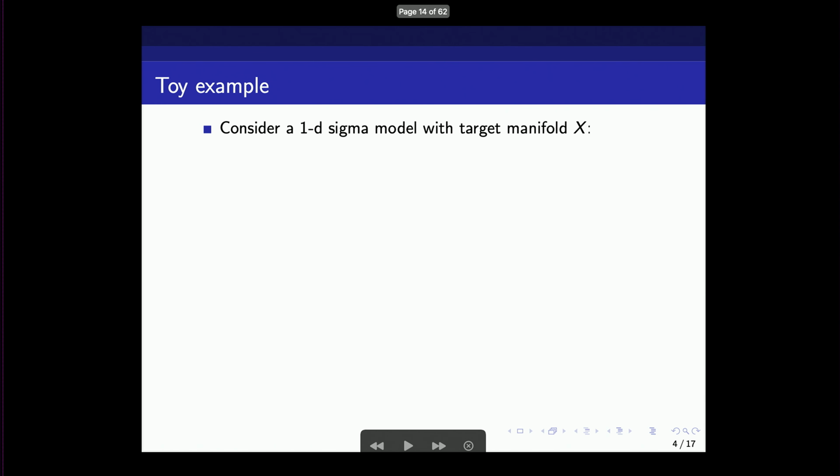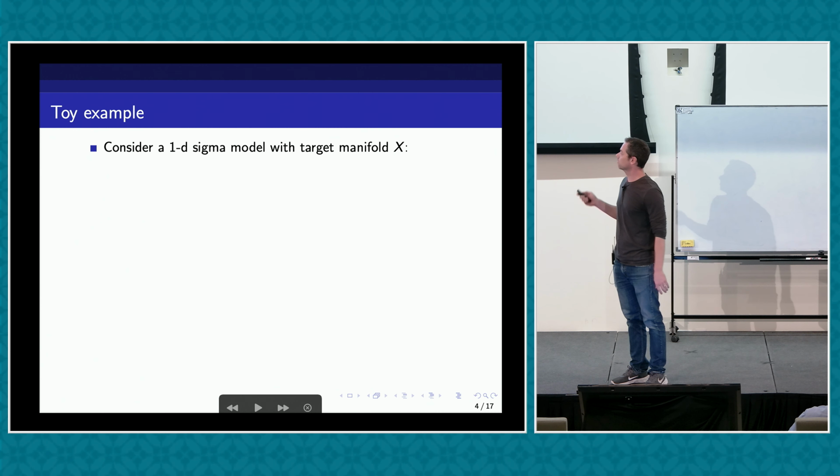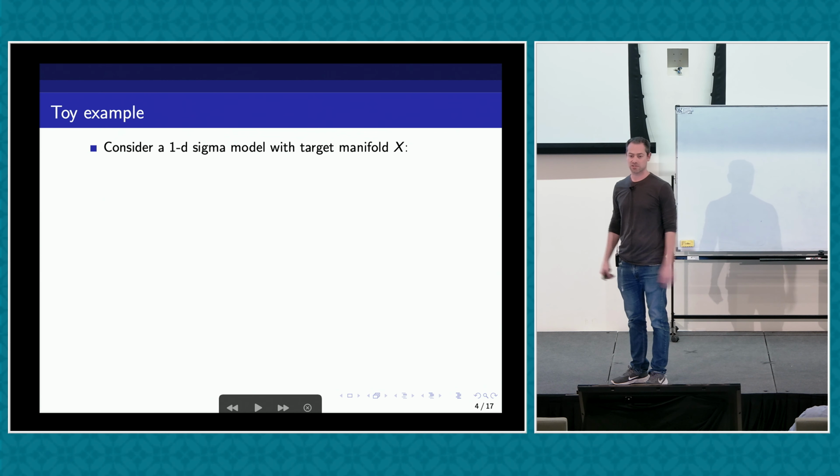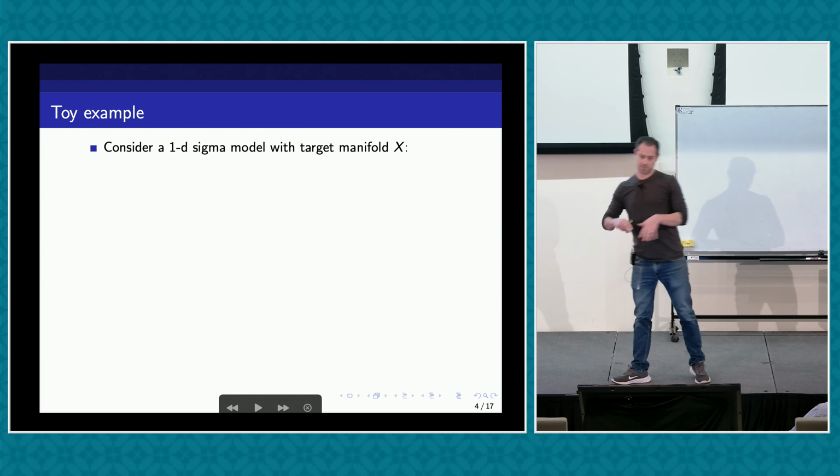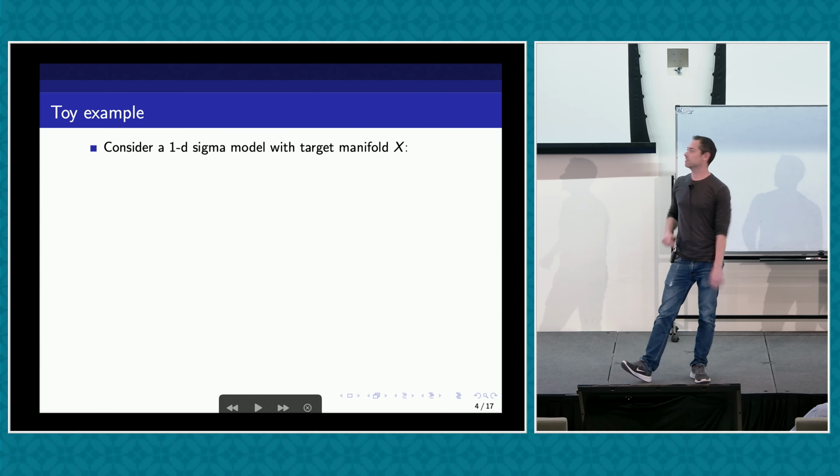Okay, so the toy example, let's just consider a one-dimensional sigma model with a target manifold, which I'm going to call X. In terms of functorial field theories, what I have is just a map from a zero-dimensional manifold, a compact manifold, so a finite disjoint union of points, and you're going to map into X. So you pick some points in X, and then you have a bordism that goes between those points, so a bunch of paths, and you have to assign to it a linear map.